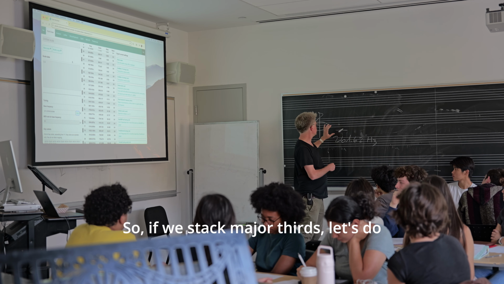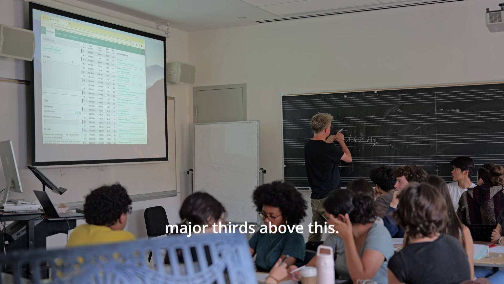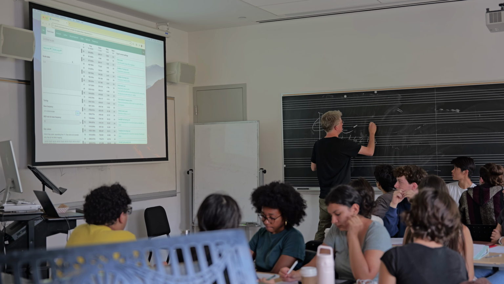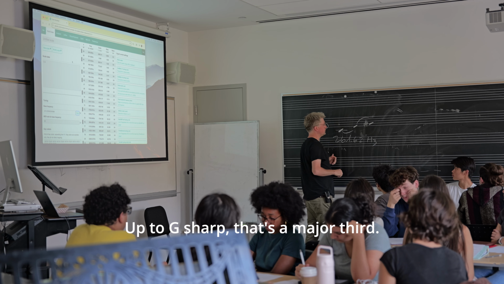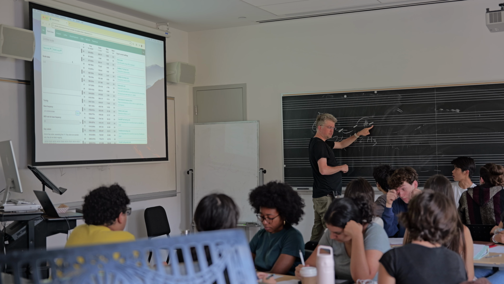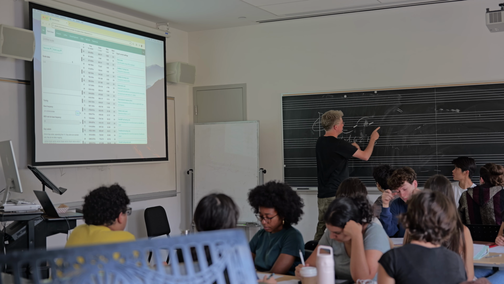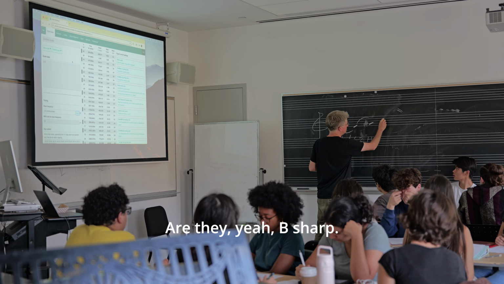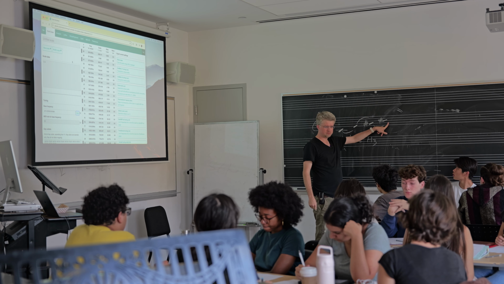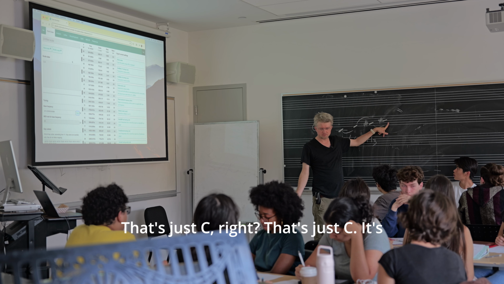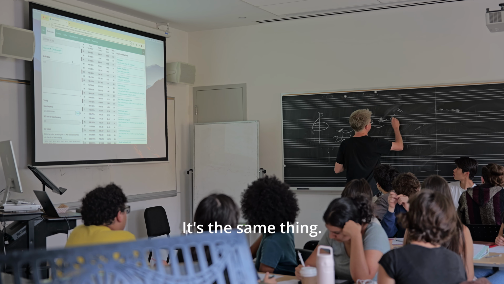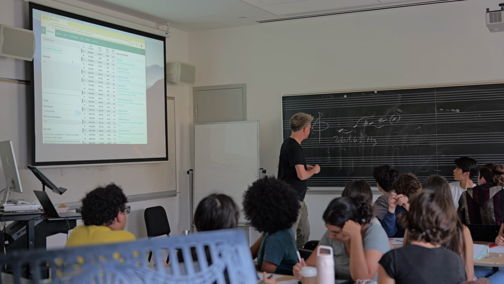So if we stack major thirds, let's do major thirds above this. C up to E, it's a major third. Up to G sharp, that's a major third. And then what's a major third above G sharp? B sharp. That's just C, right? B sharp and C are the same thing, right? Yeah.